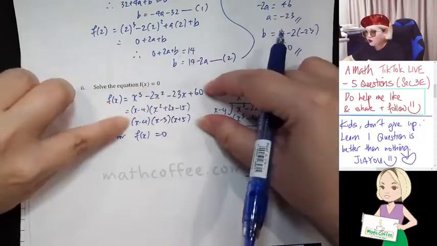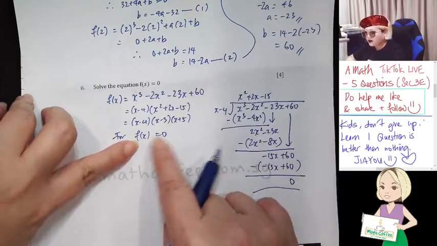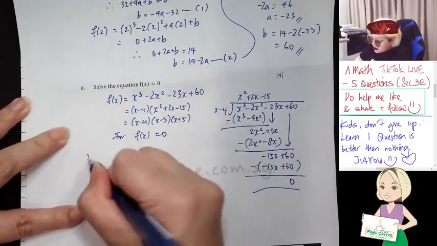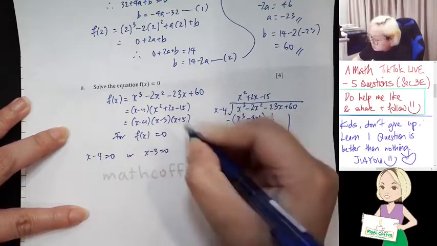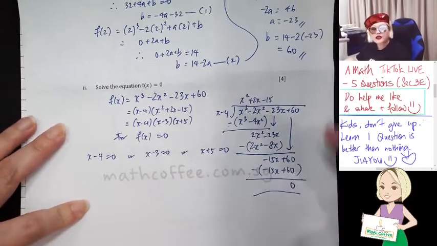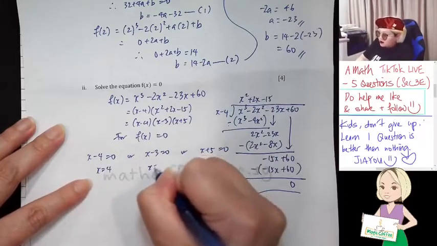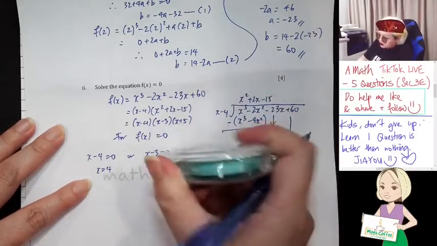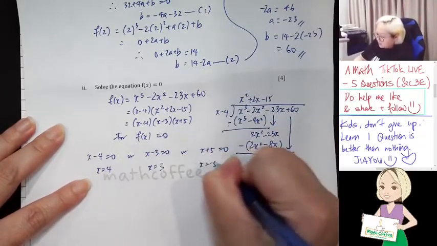f(x), in this part, I'm only factorizing it. So you have to say, okay, my f(x) equals to 0. I form it as an equation. Then it becomes x minus 4 equals to 0, or x minus 3 equals to 0, or x plus 5 equals to 0. Then it's logical. You understand? So you solve and you get x equals to 4, x equals to 3, and x equals to negative 5. Done.